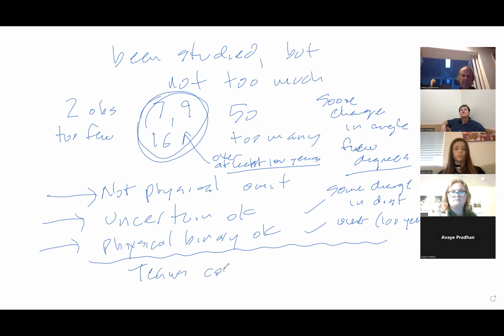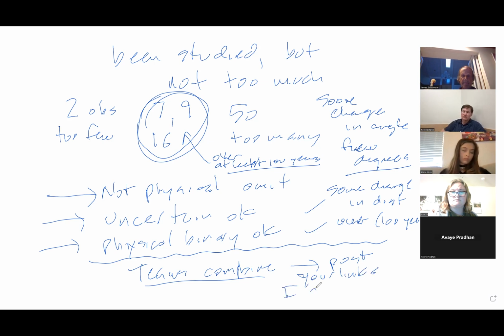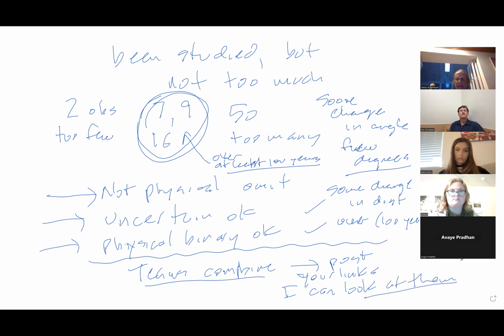But once we get the teams, combine your results. There'll be a place where you can post your links. Then I can look at them, and I can get the opinion of Rachel too, who has been doing this for many, many years. And then we can decide on it. And then once we've decided, then we take the picture.